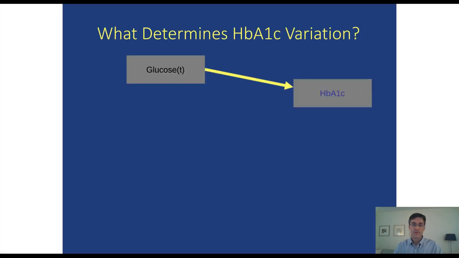As we said from the beginning, the recent glucose concentration determines A1c, and there's solid evidence that RBC age variation, variation in the mean red cell age, which I've shown here as MRBC, also influences A1c.